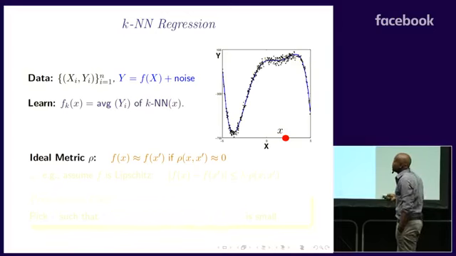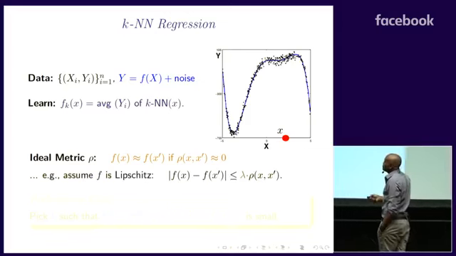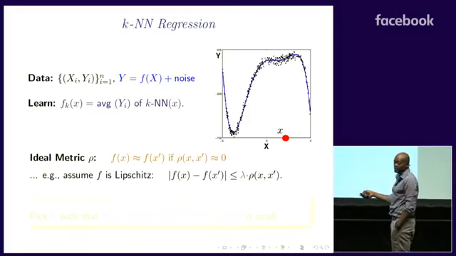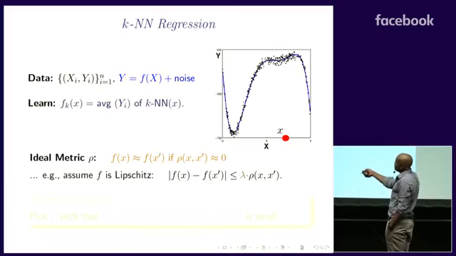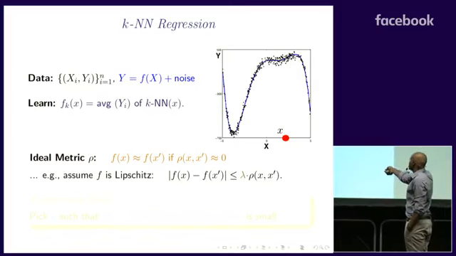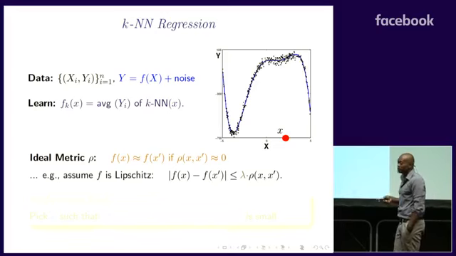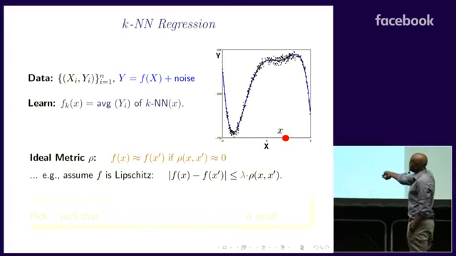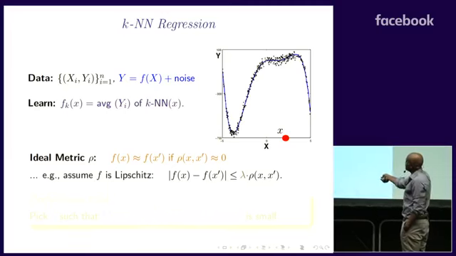One simple way to formalize this, which a lot of people have used, is to assume that f is Lipschitz. F being Lipschitz just means |f(x) - f(x')| is less than lambda times rho(x, x'). For simplicity, I'll just let lambda be 1 throughout. You can see right away that this implies that if rho(x, x') is small, then f(x) minus f(x') is small. So this is a simple way to formalize this.